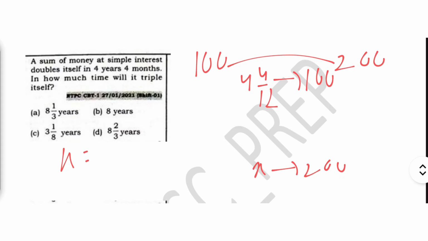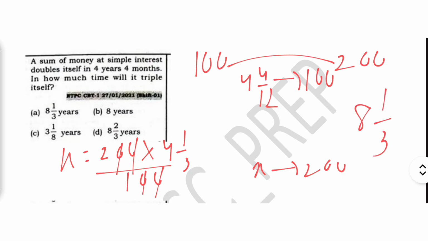So your x is nothing but your 200 into 4 1 by 3 upon 100. So this and this get cancelled. So your answer is nothing but 4 2s are 8, 1 by 3. So option A. Okay.